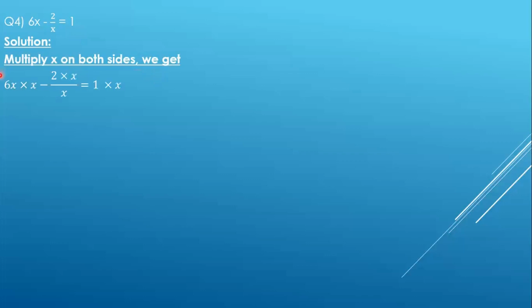So we get 6x into x minus 2 into x upon x, which equals 1x. Now the next step becomes 6x into x will become 6x square minus 2 into x upon x. So this x and x will get cancelled. So we are remaining with minus 2. And from here 1 into x we get x. And now we will send this x to the left hand side. So it becomes 6x square minus x minus 2 equals 0.